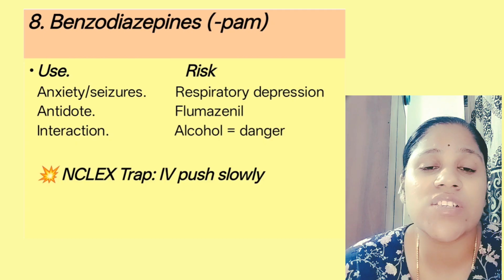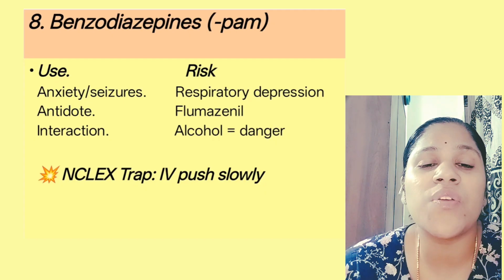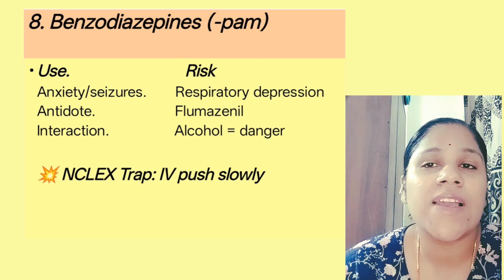Next, the drug interaction here is when a patient is taking alcohol, please never give any diazepam along with it. Why? Because it can cause serious danger. So the drug interaction is with alcohol and diazepam, it can be a real threat to the patient. Here the NCLEX trap is we should never give benzodiazepine as a very fast IV push. Yes, it has to be given very slowly.